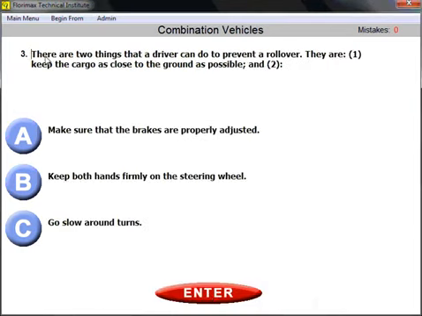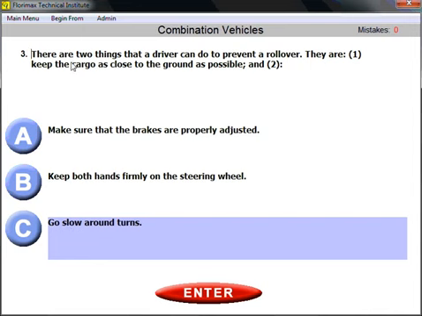Question number 3. There are 2 things that a driver can do to prevent a rollover, and they are: first, keep the cargo as close to the ground as possible, and what is the second one? Okay, the second one, just remember, go slow around turns. Sometimes you'll be given the same question, but with a different choice. Go slow around turns will appear here in the question, and then you will choose the other one.